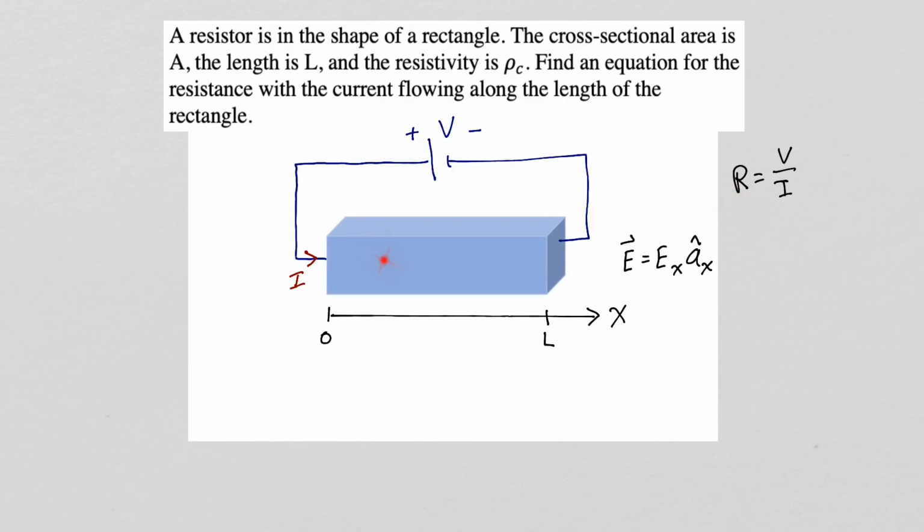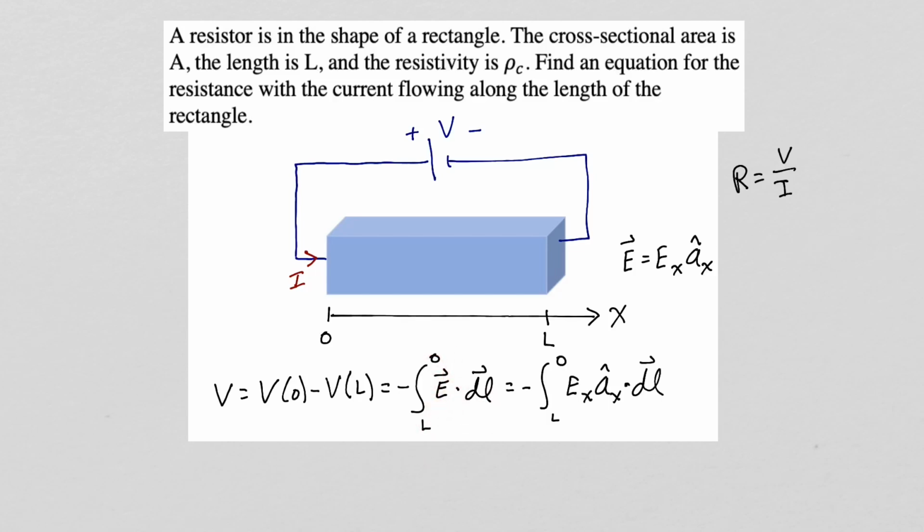The electric field inside the resistor will be constant, and it will be in the x direction. So the voltage we're applying, which is the potential at 0 minus the potential at L, will equal minus the integral from L to 0 of E dot dl. We substitute in our electric field intensity. E sub x is a constant that can go to the left of the integral, and the unit vector in the x direction dotted with dl will give us dx. So the voltage across the resistor is equal to the electric field intensity inside the resistor times the length of the resistor.